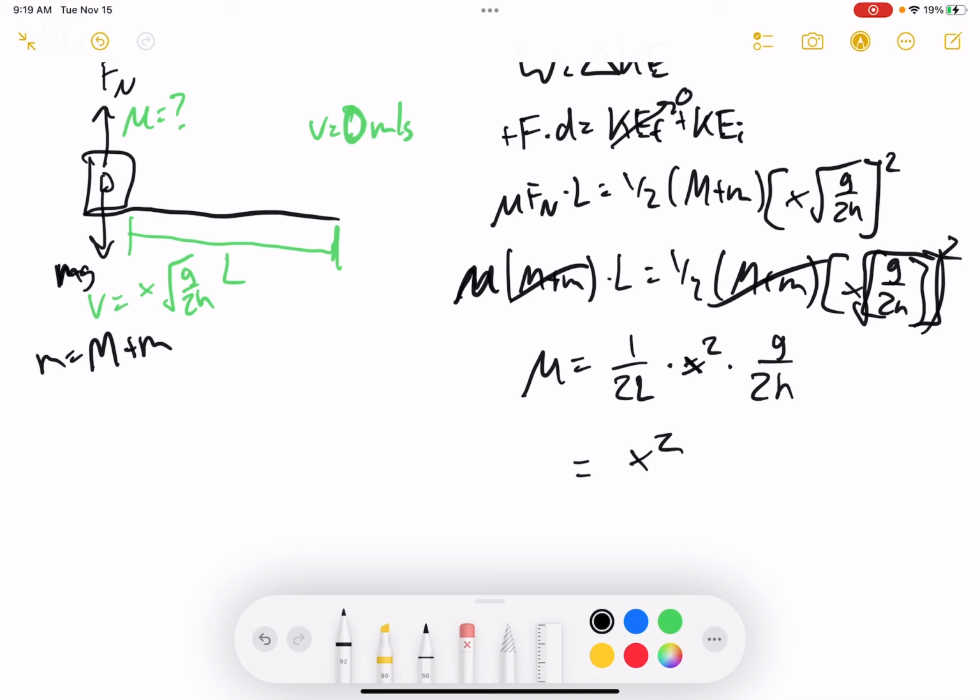Sorry, I made a mistake. Did you catch the mistake that I made? When I plugged in for Fn, I dropped something, right? I forgot this g, okay? So I have a g here, and I will also divide by a g here, right? So I divide by g and L, and these g's will cancel, and then I will be left with just 4LH, okay? And so my final answer for D would be x squared over 4LH, okay?